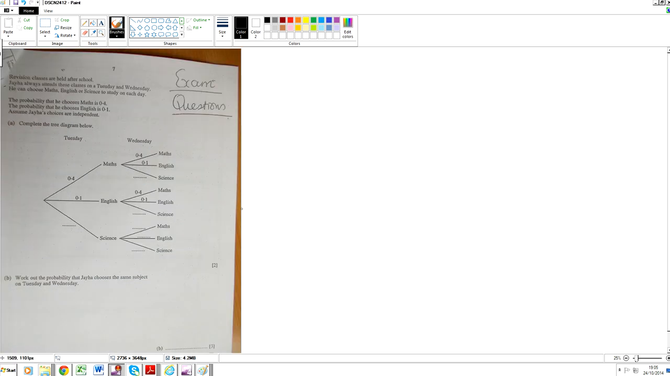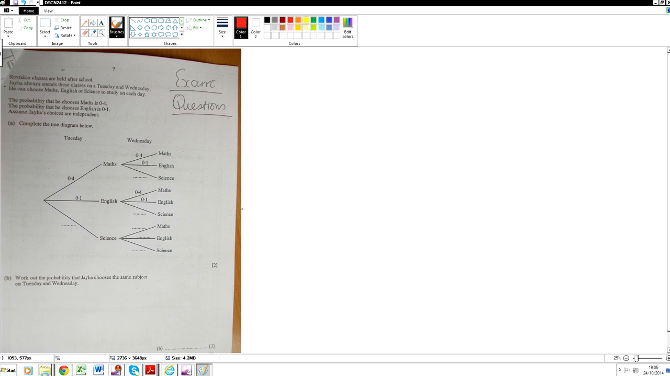Right, it's an examination question. Revision classes are held after school. Jaya always attends these classes on a Tuesday and a Wednesday. He can choose maths, English or science to study on each day. The probability that he chooses maths is 0.4. The probability that he chooses English is 0.1. Now, what should the probabilities add up to? 1. We have 0.4 covered, 0.1 covered, so how much is left over? 0.5. So 0.5 will have to go to science, to complete this probability of 1.